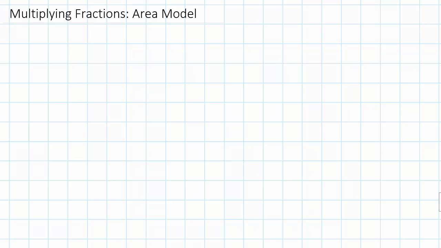Another way we can understand multiplying fractions is just the same way that we understood multiplying whole numbers, as describing an area. How would we do that? Let's say we want to understand the fraction multiplication 3/2 times 7/5 as an area.